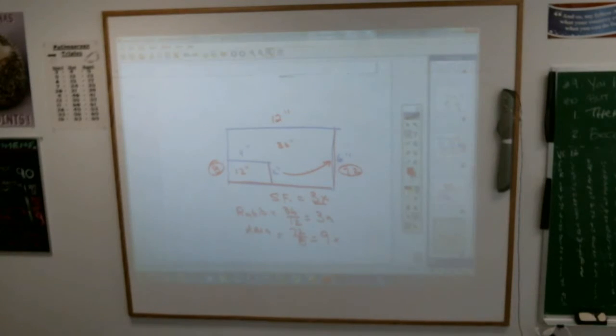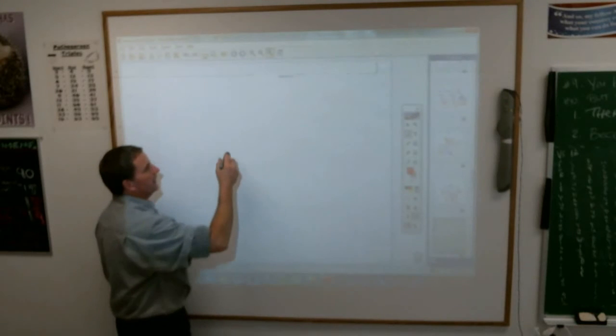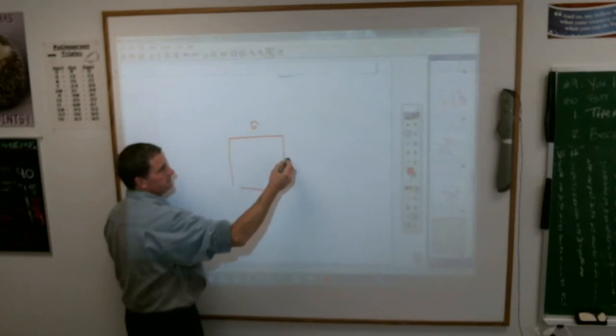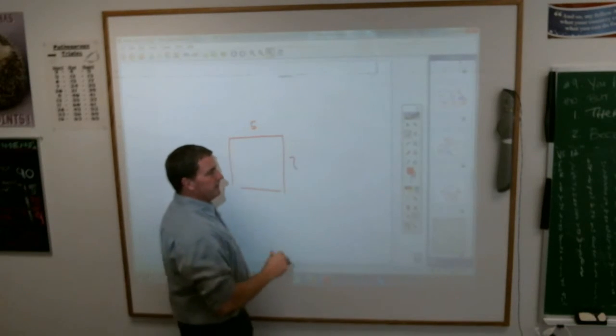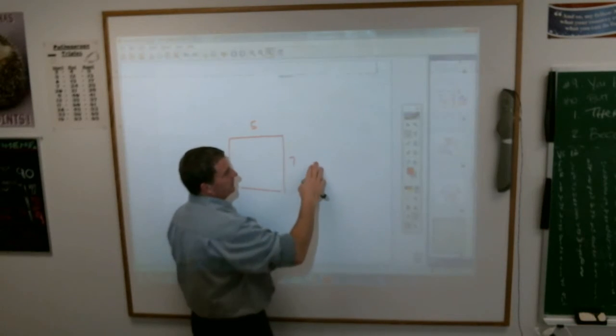Look at letter B. This isn't so bad if you draw it out and think about it. The dimensions of a wallet-sized photo are about half the dimensions of a 5x7 photo. The area of a wallet-sized photo is about what fraction of the area of a 5x7 photo? So I'm going to draw that out. I have a 5x7. A wallet-sized one is about half of that, which means it would be 2.5 by 3.5.